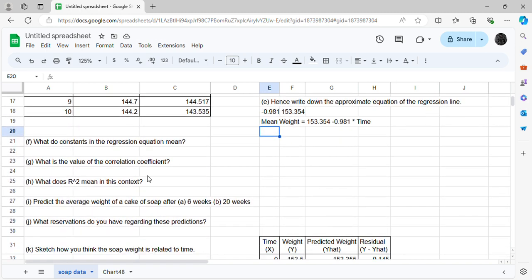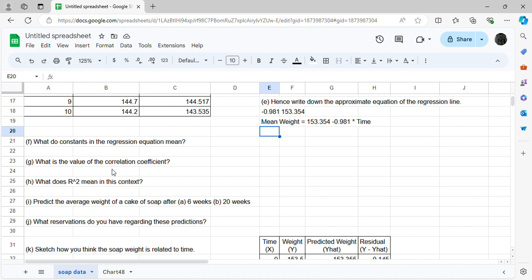What do the constants in the regression equation mean? The 153.354 means the average weight of the 25 soap bars at the start, and minus 0.981 grams is the amount that the average weight of the soap reduces for every week.